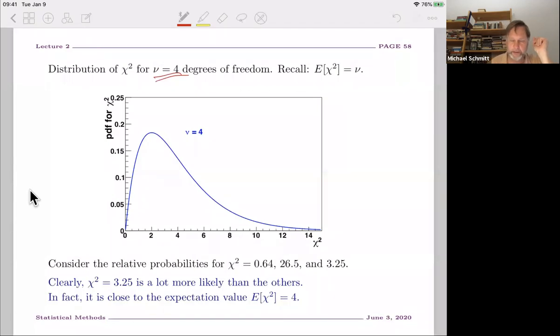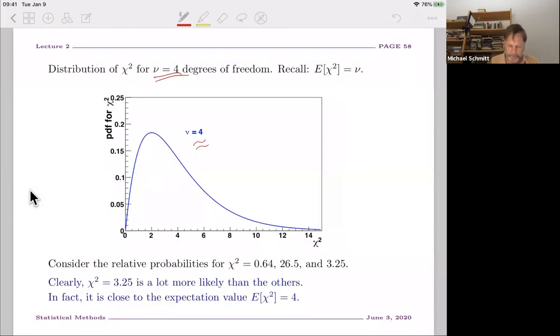Chi-squared is a statistic. It is a random variable that depends on the data. So if you get a bunch of random data and you calculate chi-squared, you're going to get a random value for chi-squared. You might get 22, you might get 10 to the minus 6, but what you would expect to get in this case is about 4.